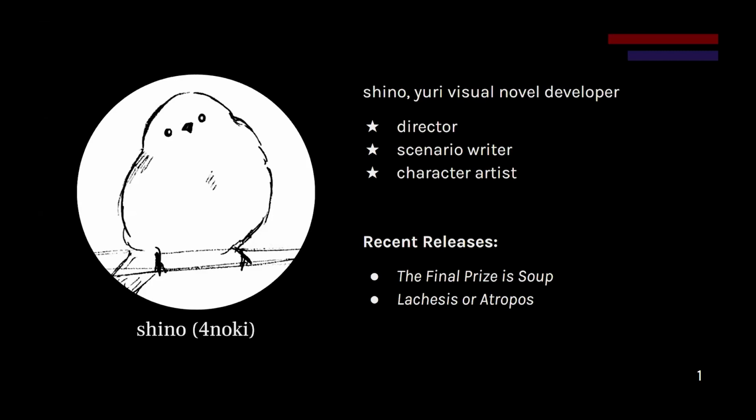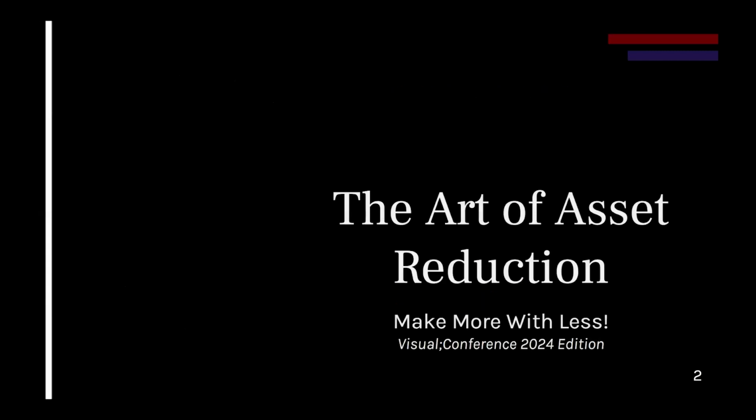And let me try to get the Zoom stuff out of the way so I can actually see my notes. So, hi, I'm Shino, a Yuri VN dev. Last year I spoke at VNConf on the topic of feature polish, and this year I'll be talking to you about the art of asset reduction, making more with less, the speedrun VNConf 2024 edition. So this talk assumes that you've already scoped down your story and you created a list of scenes that you need to figure out how to represent without blowing your budget, your timeline, your wrist, or whatnot.